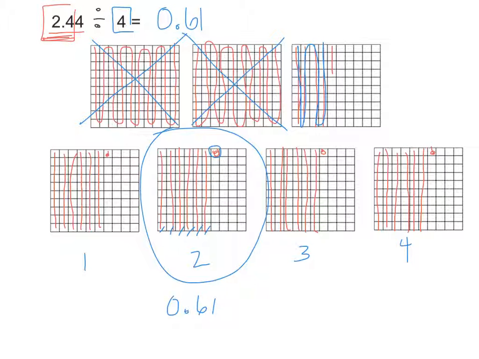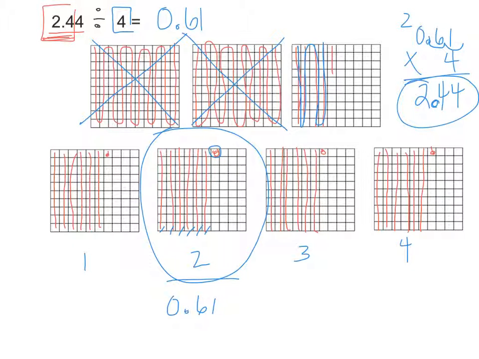And I can check it with multiplication. If I did this amount in each group, and there are 4 groups, 4 times 1 is 4, 4 times 6 is 24, 4 times 0 is 0, plus 2, and there are 2 numbers behind the decimal, and 2 and 44 hundredths is what I started with.